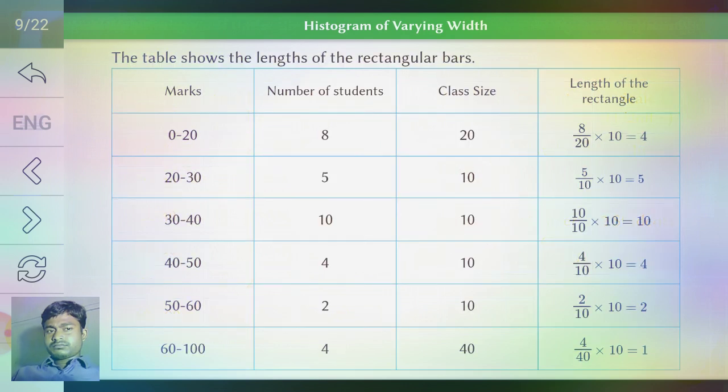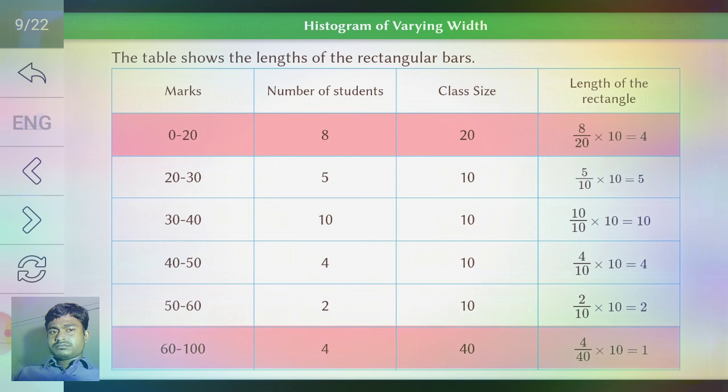To ensure that the areas of the rectangles are equal to the frequency, we will have to proportionately reduce the length of the rectangles, where the class size is spread over more than 1 unit. This means the first and the last class intervals will have reduced lengths. Note that the lengths for other class intervals all match the frequency.